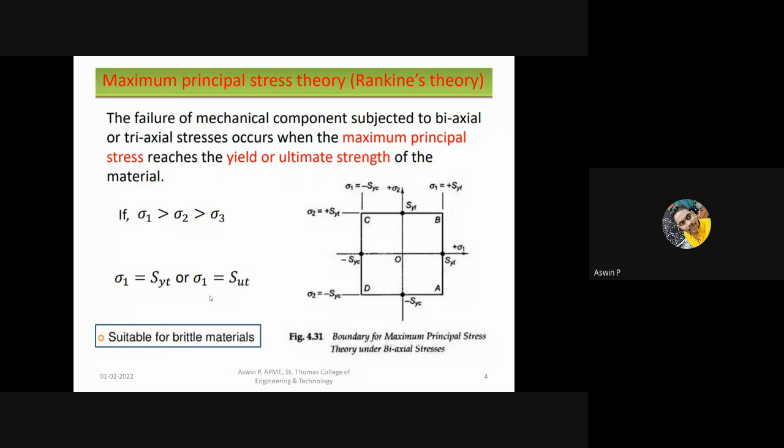This theory is applicable for both ductile and brittle material, but it is best suitable for brittle materials.